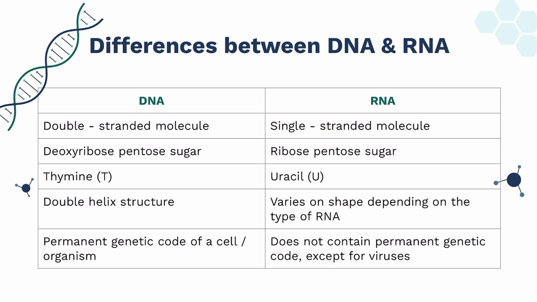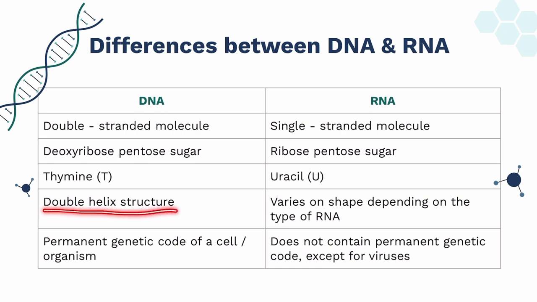Now look at the differences between DNA and RNA. They are both linear structures. They both contain a phosphate group and a pentose sugar. But what are their differences? So the DNA is a double-stranded molecule, while the RNA is a single-stranded molecule. DNA includes deoxyribose pentose sugar, and RNA includes ribose pentose sugar. DNA includes thymine as a nitrogenous base. RNA, on the other hand, includes uracil as a nitrogenous base.